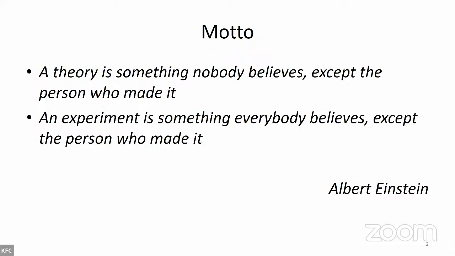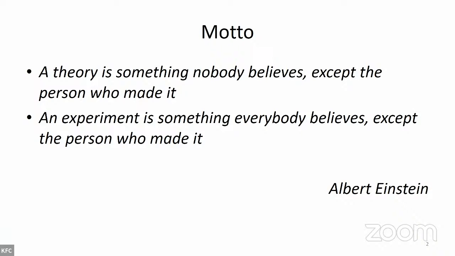So Albert Einstein once said, a theory is something nobody believes except the person who made it. And an experiment is something everybody believes except the person who made it. And if you think about it, and if you've been through some kind of lab, you know that it's true.